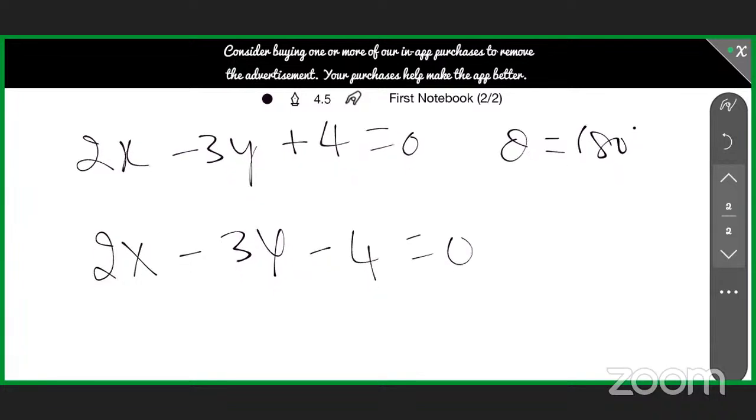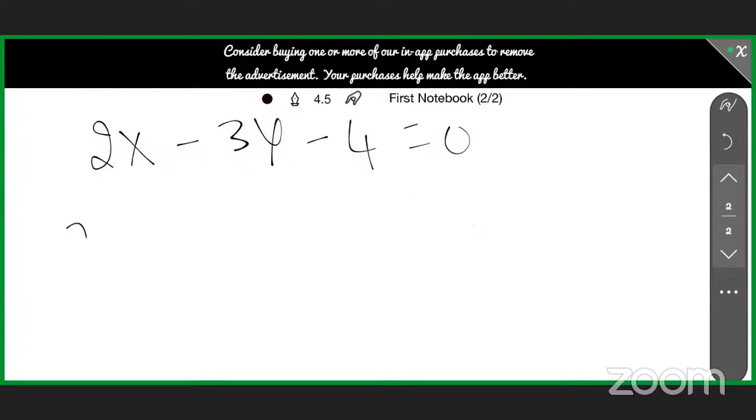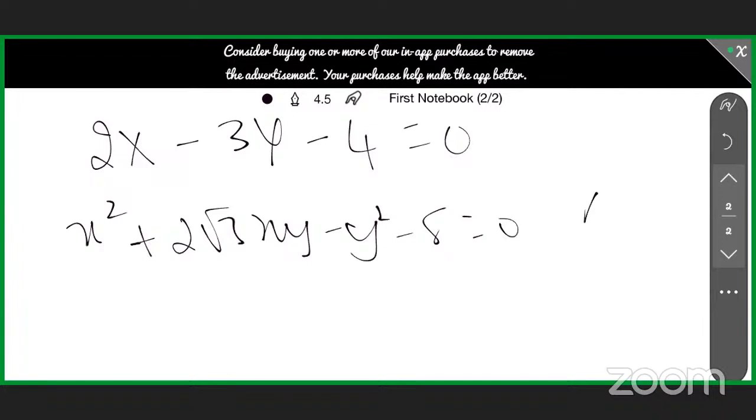Now take this question again. x square plus 2 root 3 xy minus y square minus 8 is equal to 0. Angle of rotation is pi by 6.